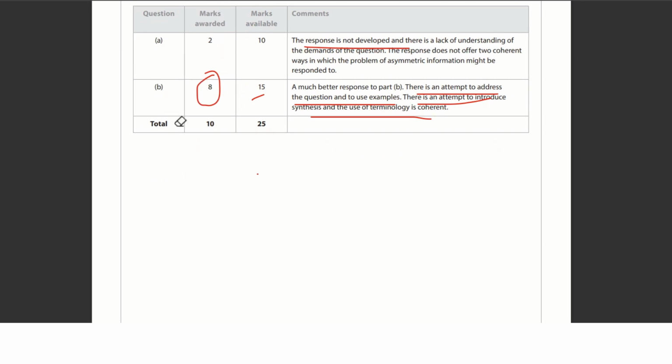The candidate scored 2 marks out of 10 for option A, right? The response is not developed, and this is the feedback from the examiner. There is a lack of understanding of the demands of the question. The response doesn't offer two coherent ways in which the problem of asymmetric information might be responded to. The candidate here didn't respond properly and didn't understand the question clearly. There is little knowledge about the specific demand of the question. So that's the reason for scoring 2 marks out of 10.